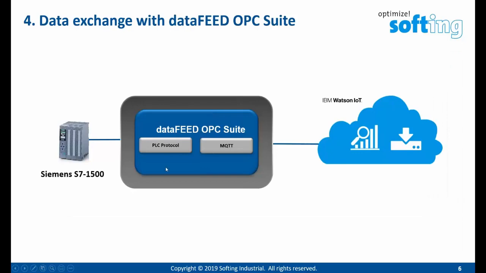In today's session we want to send data from a S7 1500 to the IBM Watson IoT platform. This is done via the dataFEED OPC suite. The first step is that we establish a connection between the S7 and the dataFEED OPC suite. The second step is that we establish a connection between the suite and the cloud, the IBM Watson IoT platform. And the last step, the third step, is that we have to do a so-called mapping, because we have to decide which data we want to send.